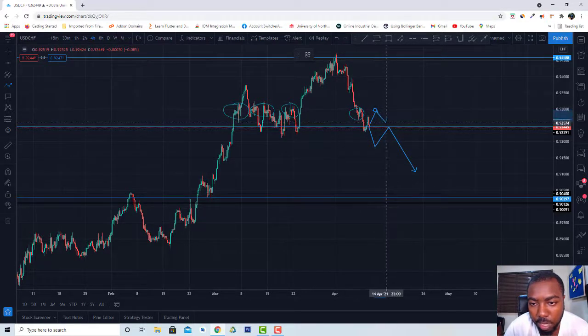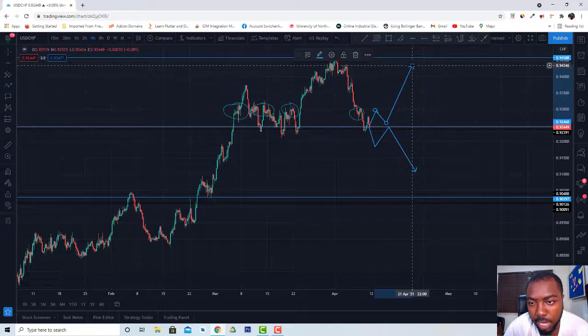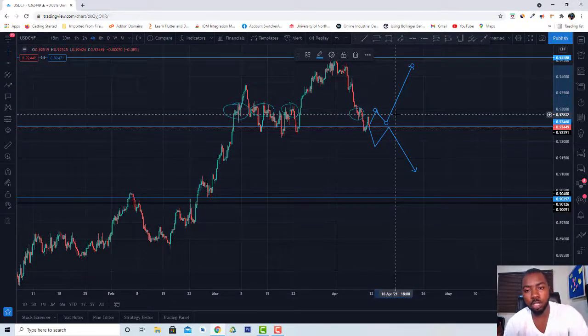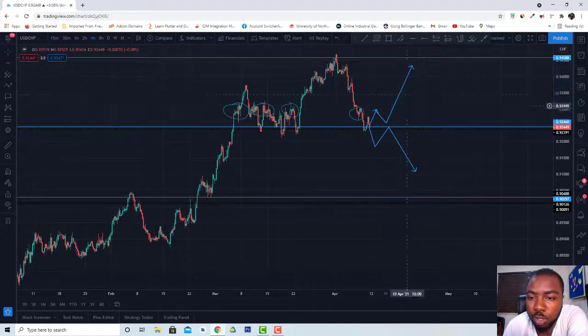We are going to have a pullback. Once it pulls back, then you expect the market to move up. Now, what is your entry? What are you going to look out for entering this market? At this particular point, you are going to be looking for reversal candlesticks.